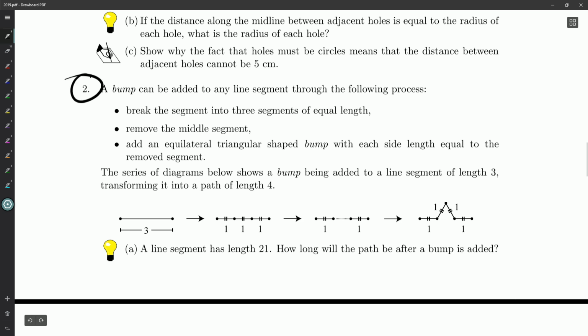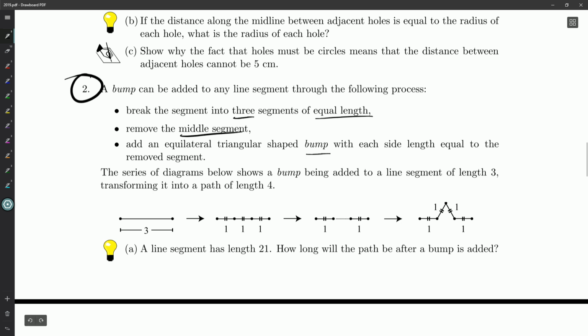We're looking at question 2 on our 2019 Hypatia. A bump can be added to any line segment through the following process. Break the segment into 3 segments of equal length, remove the middle segment, add an equilateral triangle-shaped bump with each side length equal to the removed segment.